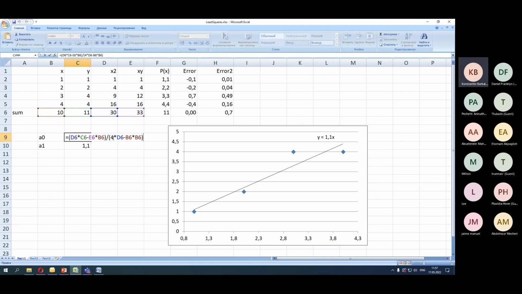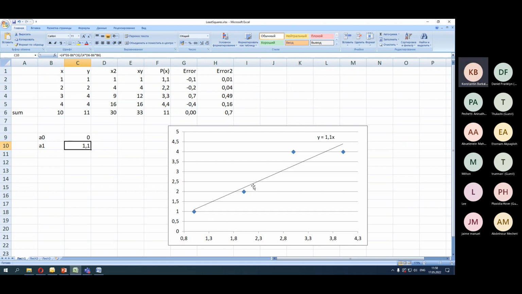I just type it in Excel. The only constant I use here is 4. 4 is the number of points. I have 4 points. And here is the formula to compute, sorry, not y, a1. Well, this is a0 and a1.